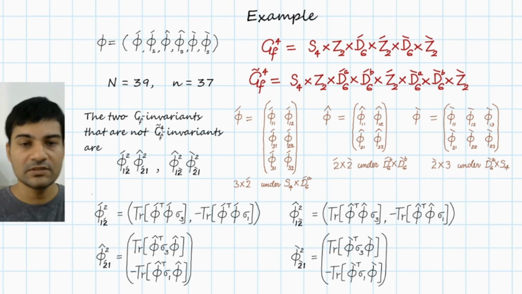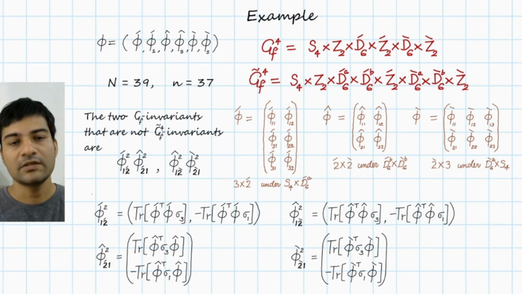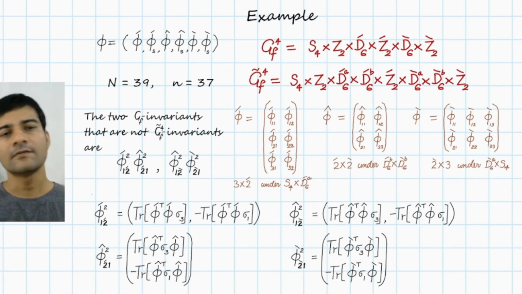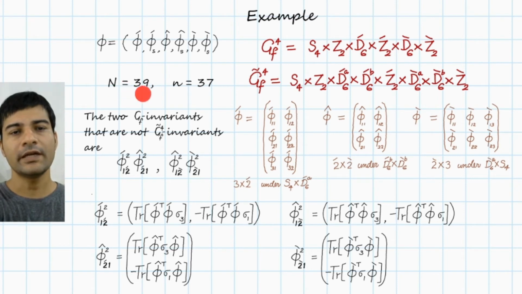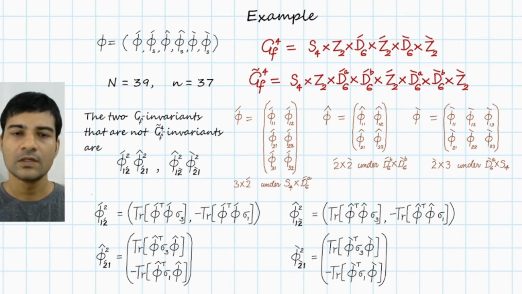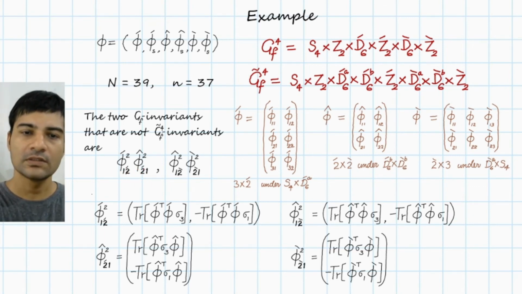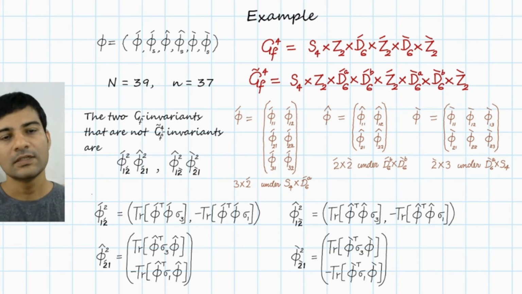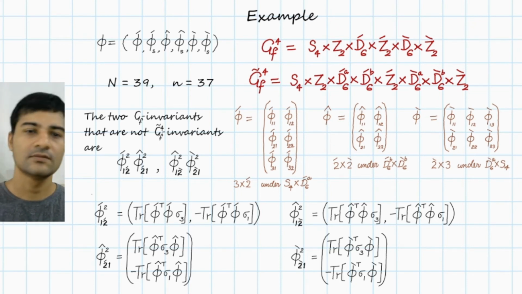Regarding our assumptions, we have shown that two of them are true. We have a total of 39 terms. Out of these, 37 are invariant under the larger group G tilde 4, and there are two terms which are not invariant under the larger group.